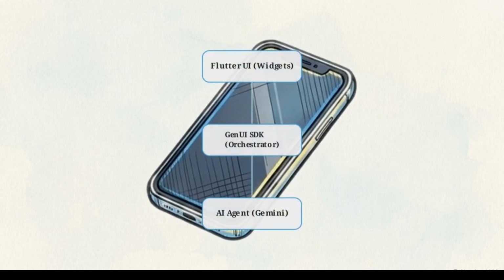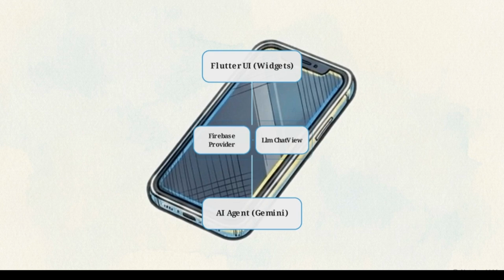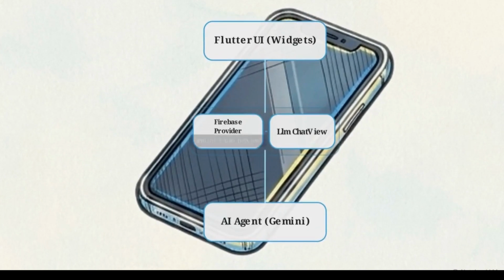Inside the client, the GenUI SDK sits beneath your Flutter widgets, orchestrating data to the AI agent. Using a pluggable API, you configure a Firebase provider to expose logic to the LLM chat view. Here, you specify your model, like Gemini 3 Pro Preview, to unlock its latest capabilities.